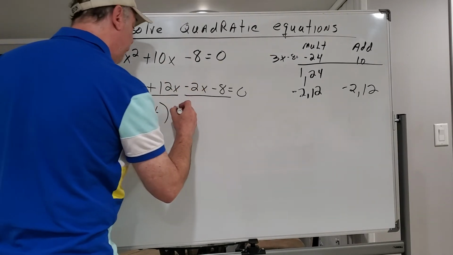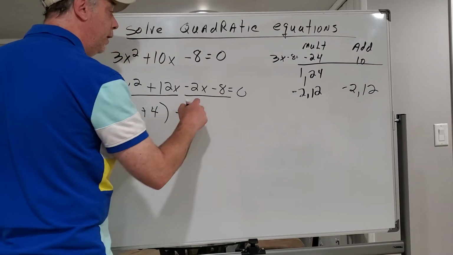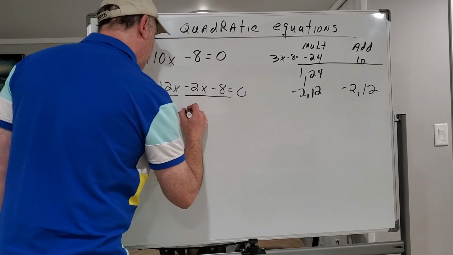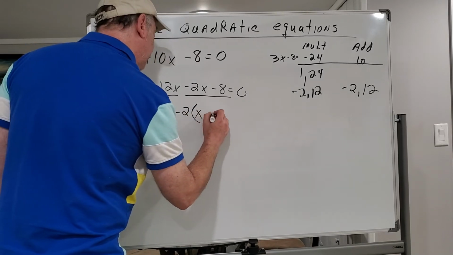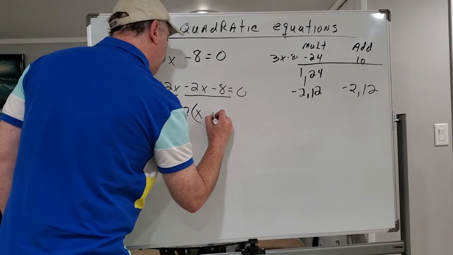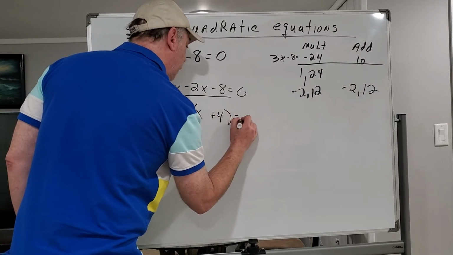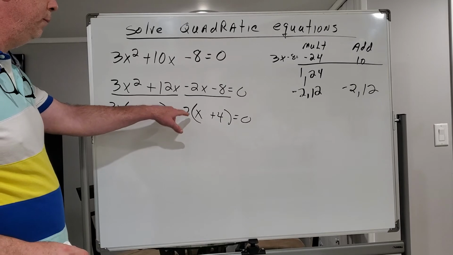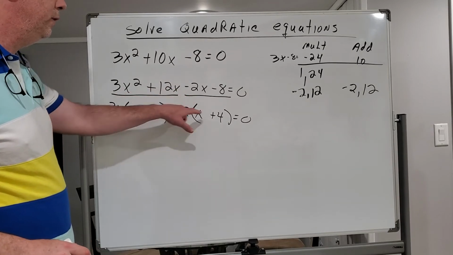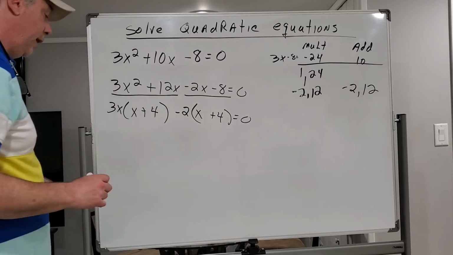Now over here we can factor out, we got a minus, we can factor out a 2. So that's going to give me x plus 4. Because minus 2 times x gives me minus 2x. Minus 2 times positive 4 gives me my minus 8.